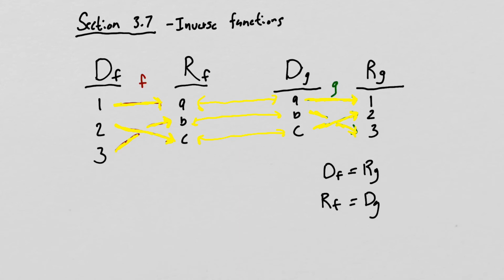This example is how inverses are going to act in general. Given any function, the inverse of that function is going to undo it. In this particular example, g was the inverse of f.